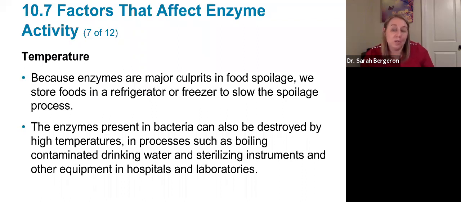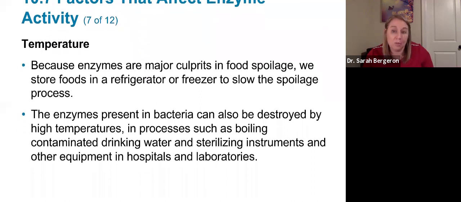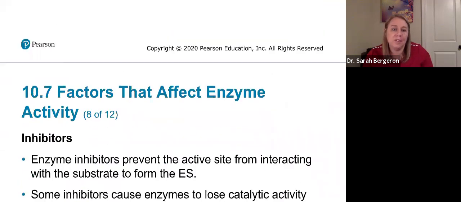You can also cook things, right? You can go the opposite direction. You can either make them cold or you can make them really hot. And so if you boil water, right, then you're going to denature the proteins inside of bacteria, and then you can drink the water. That's why we sterilize instruments before surgery. All kinds of things like that. So either or is going to help reduce things that you don't want to be there, like bacteria and viruses and things like that.